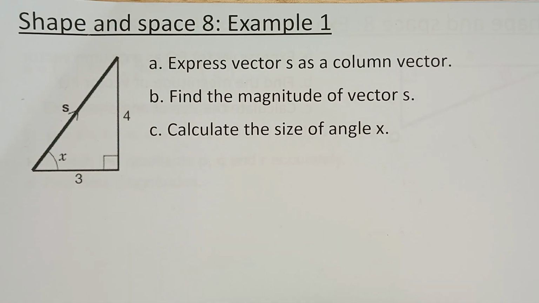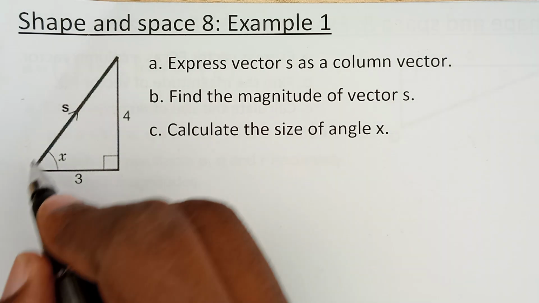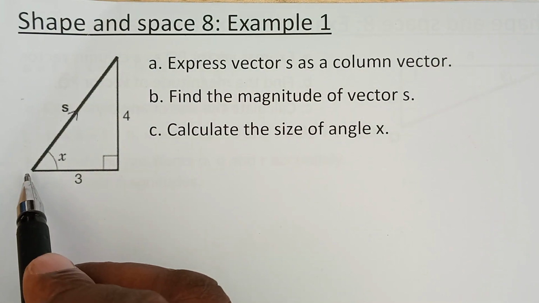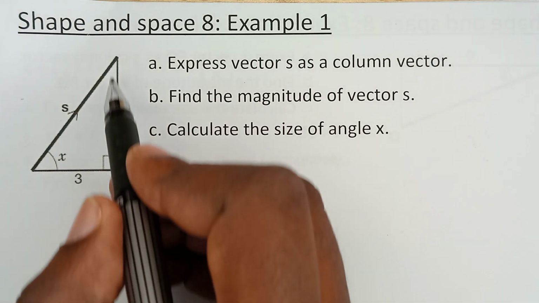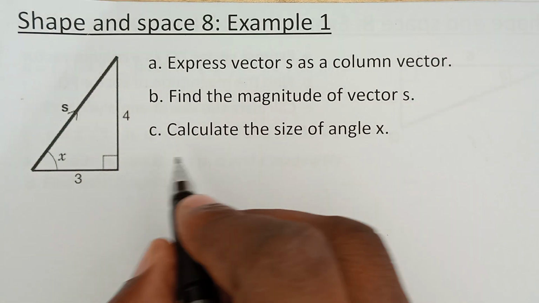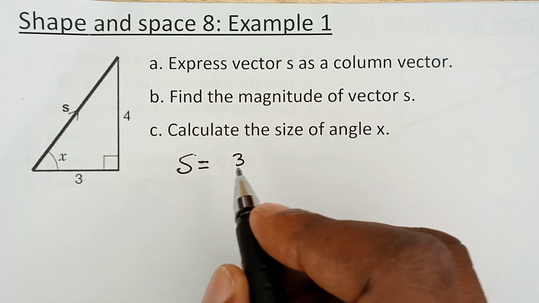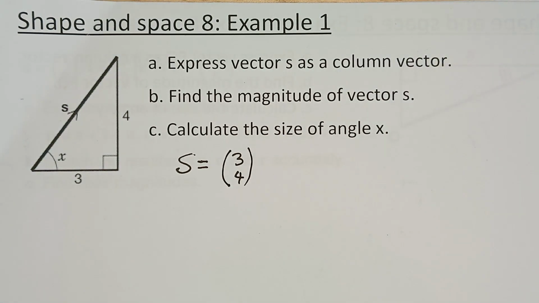And we always talk about the x displacement and the y displacement. So vector S is moving from here into this direction. You can see the direction of the arrow. So my question would be, what is the displacement along the x-axis? And what is the displacement along the y-axis? And I will see that vector S is actually 3 steps along the x-axis and 4 steps along the y-axis. And that is the vector S in column form as a column vector.